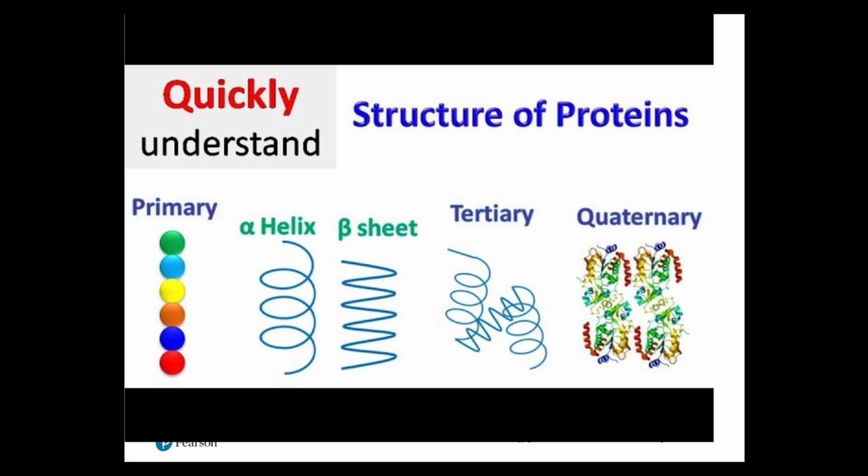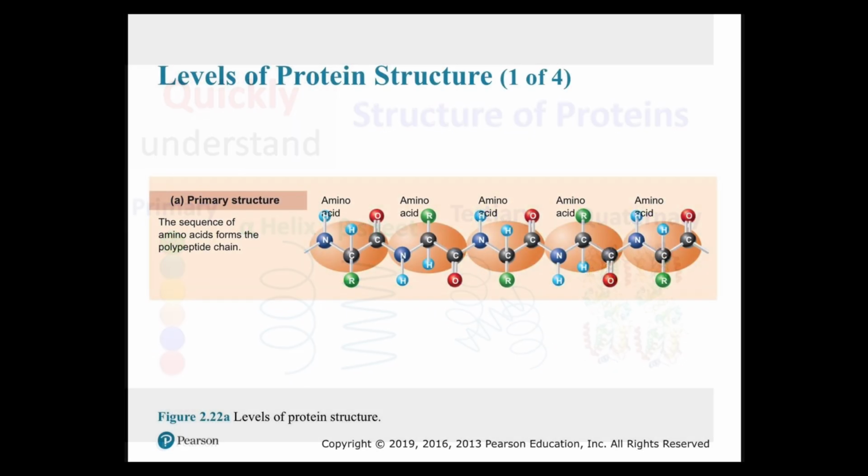Tertiary structure is how the secondary structures interact together. And quaternary structure is when you have two or more polypeptide chains that interact together. So to recap, the primary structure of a protein, as seen in figure 2.22a, is simply the linear sequence of amino acids that are found within a polypeptide chain. Polypeptide simply means a chain made up of amino acids joined together by peptide bonds.